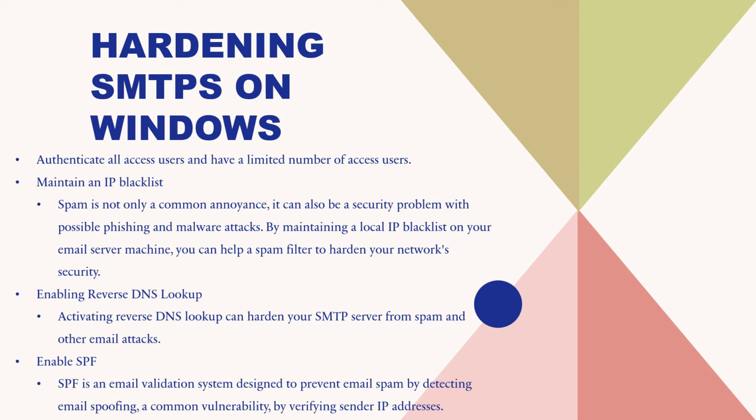The next is enabling reverse DNS lookup. By activating reverse DNS lookup, you can harden your SMTP server from spam and other email attacks. And the last thing is enabling SPF. SPF is an email validation system designed to prevent email spam by detecting email spoofing and common vulnerabilities by verifying the sender's email address.